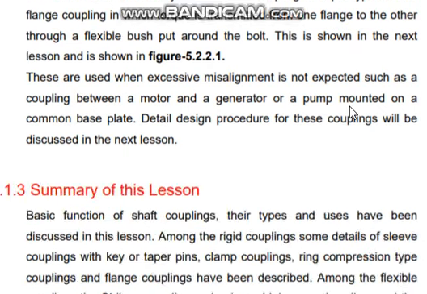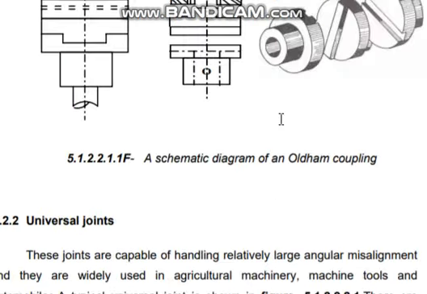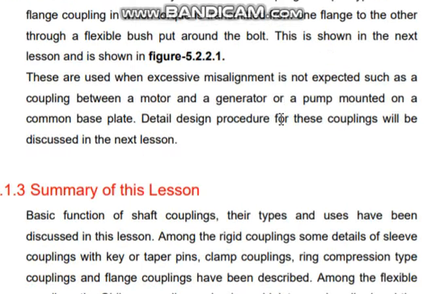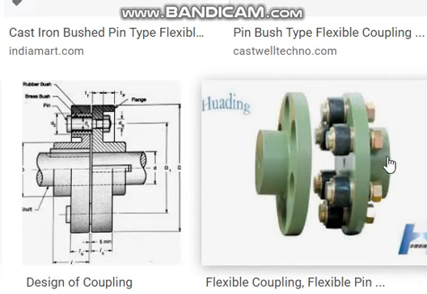Okay, let us see. Where is the figure? Bush pin type flexible coupling. Okay, here the figure is not missing. I'll show you somewhere else. Yeah, here you can see. You see, this is a flange. This is the hub of the flange. The shaft will be this side, and the shaft will be this side.